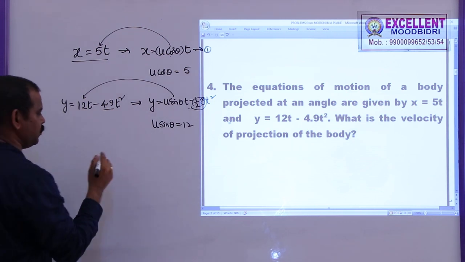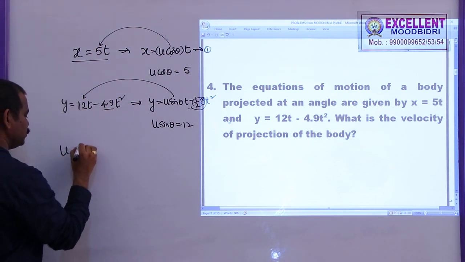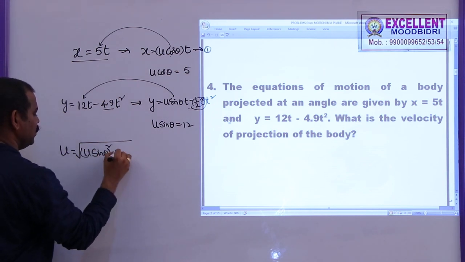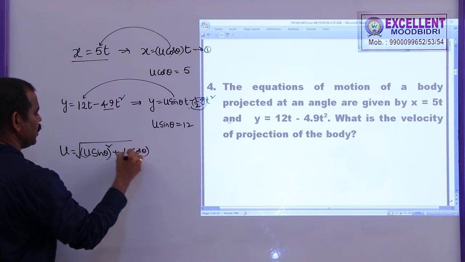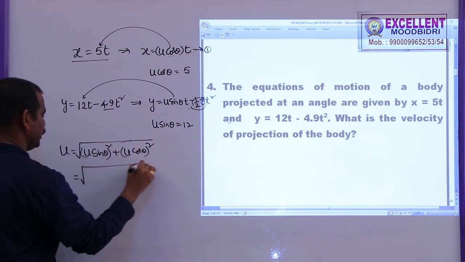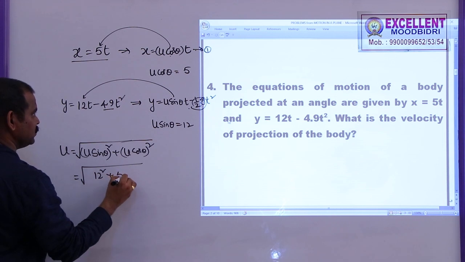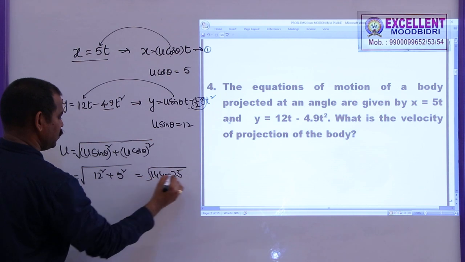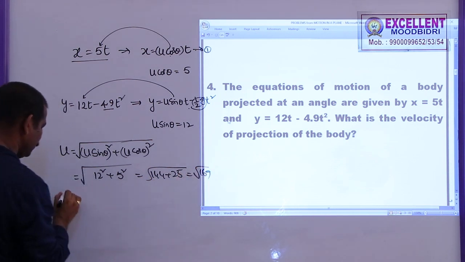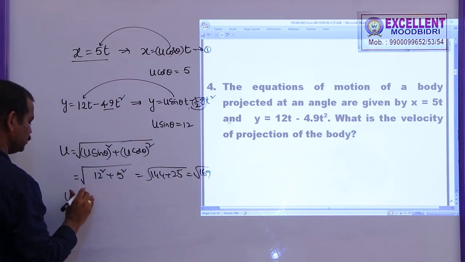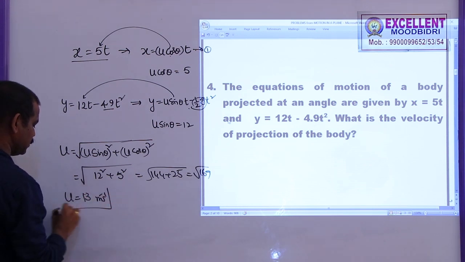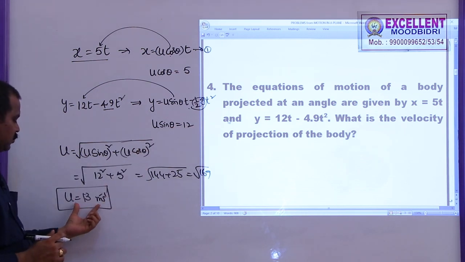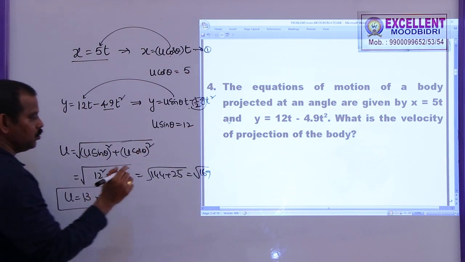Now I want the velocity of projection. So the initial velocity of projection is given by the initial vertical velocity whole square plus the initial horizontal velocity whole square, under root. So you can write this as 12 square plus 5 square. This is 144 plus 25. This is root 169. So the initial velocity of projection is 13 meter per second. Now once again, as we are finding velocity, this is the magnitude, that is 13 meter per second. So what is the direction?